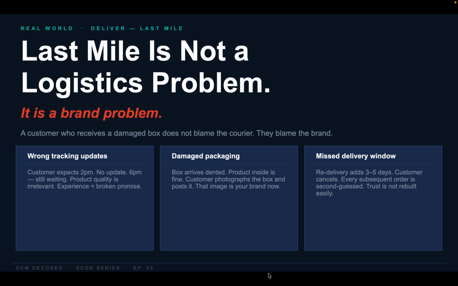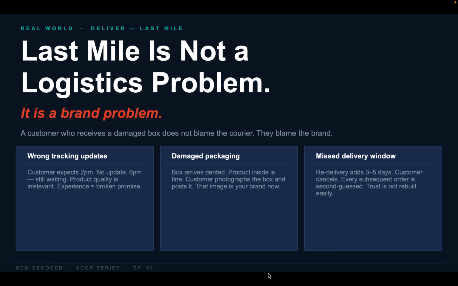We check 3 failure modes which kill the trust of the brand. One is wrong tracking updates. The customer expected delivery at 2 p.m. There is no update, no communication, 6 p.m. and the customer is still waiting. The customer is not going to check the product quality. It is irrelevant. The experience over here for the customer is the broken promise.